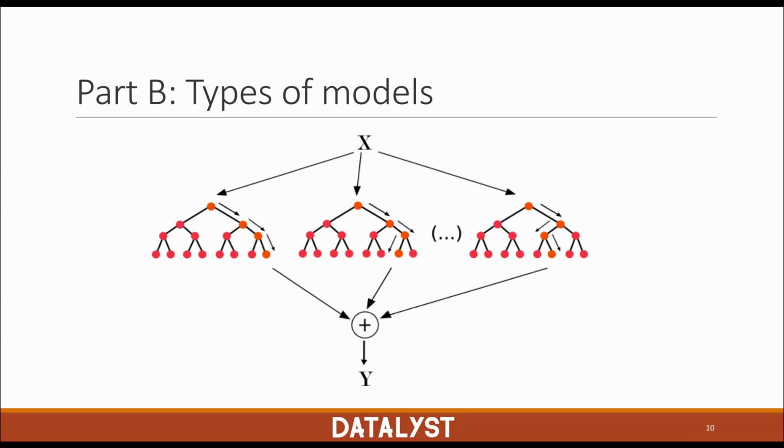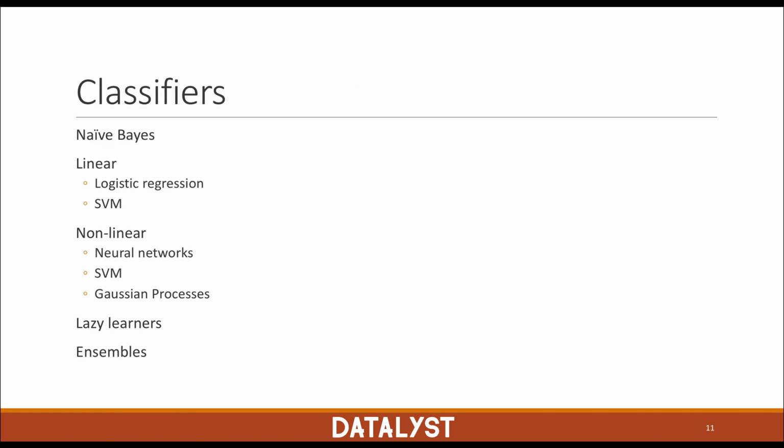So let's start by digging deeper into some basic machine learning classification models. In this session, we're going to see some classifiers. We're going to talk about naive Bayes, some linear classifiers, logistic regression, and support vector machines. We're also going to talk about some nonlinear classifiers: neural networks, support vector machines (again, they have both a linear and nonlinear version), and Gaussian processes. And finally, we're also going to talk about lazy learners and ensemble modeling.